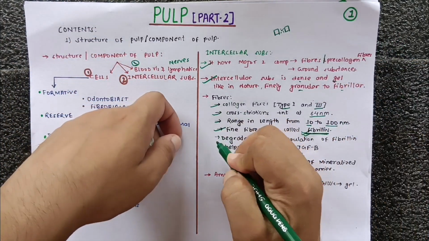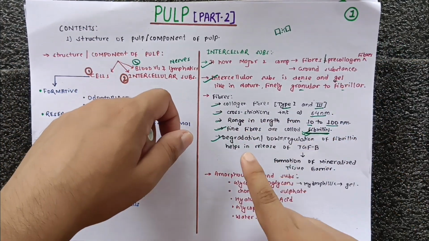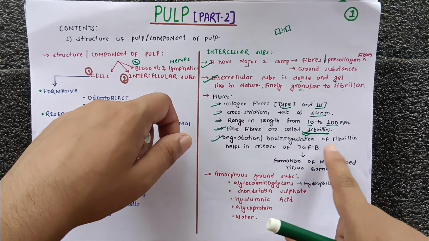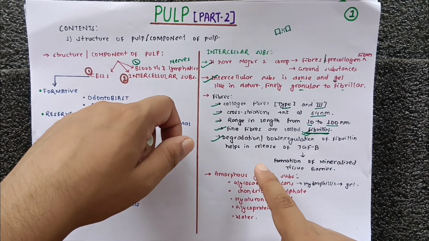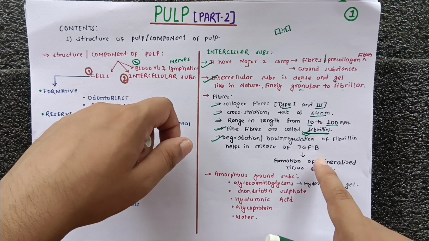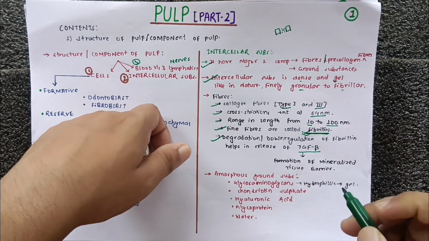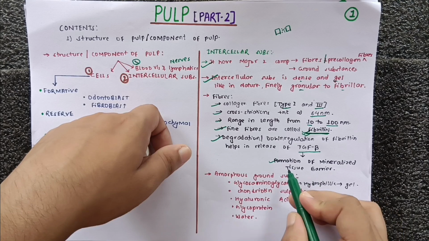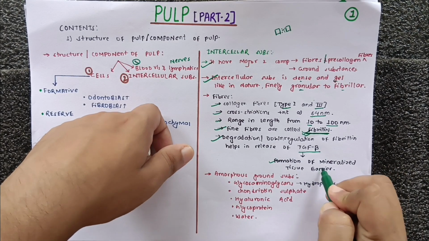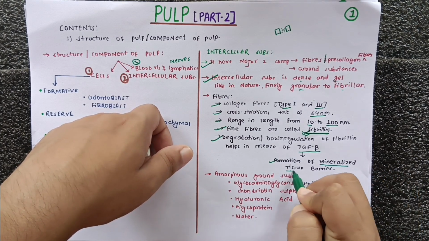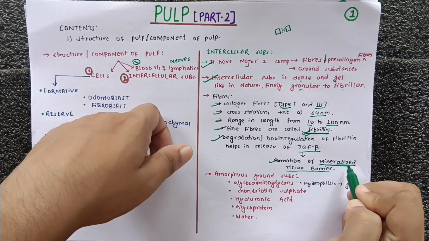And another major thing that is present here is this. Okay, so the degradation and the down regulation of this fibrillin helps in the release of TGF beta. Okay, so it releases this TGF beta, and this TGF beta helps to form the mineralized tissue barrier. Okay, so it forms the mineralized tissue barrier, which is important to remember here.